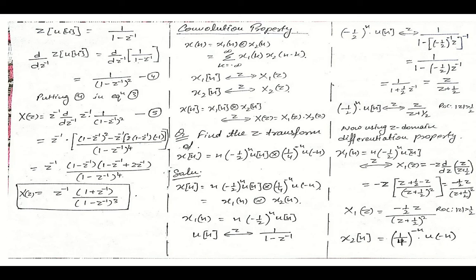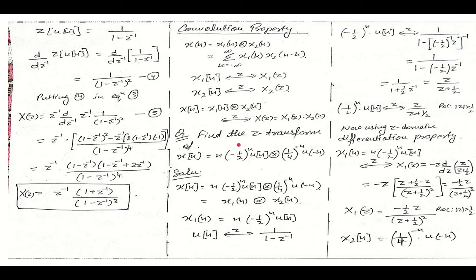So if we want to calculate the convolution of any sequences, firstly we can find the individual Z transform of both the signals, multiply them, and then take the inverse of that particular multiplication. It will result in x[n], and that x[n] will be nothing but the convolution of your x1[n] and x2[n].